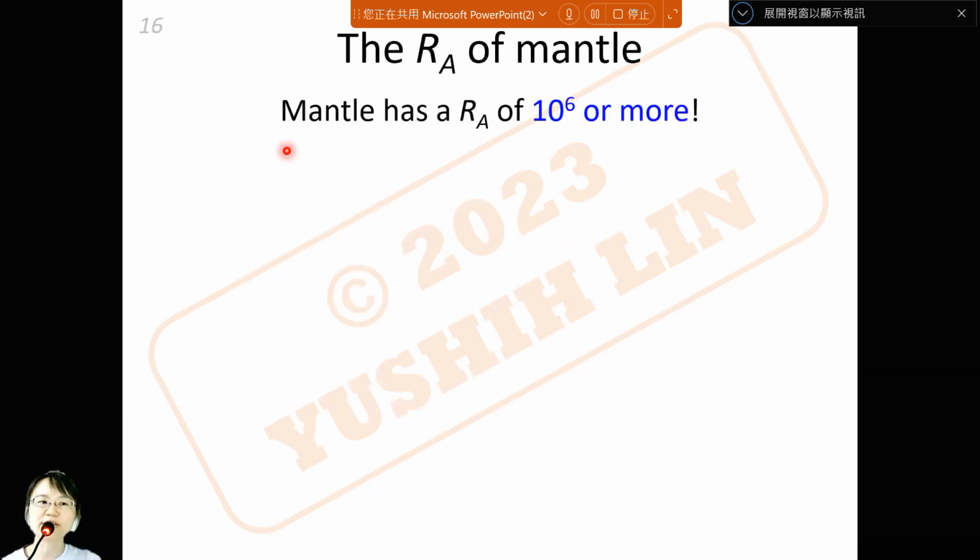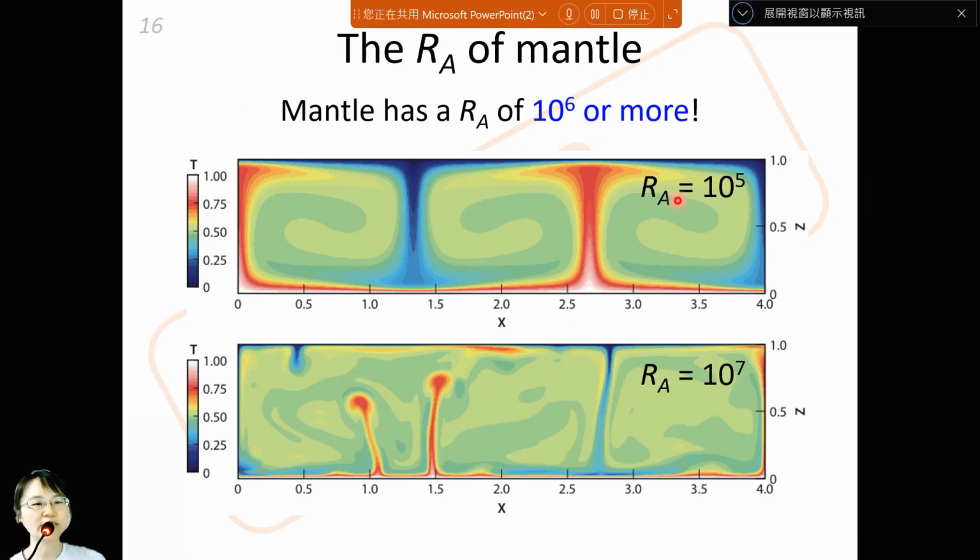Scientists, after some calculation, figure out that the Rayleigh number of the mantle is 10 to the 6th or more. This graph corresponds to a Rayleigh number of 10 to the 5th, and this graph corresponds to a value of 10 to the 7th. The difference is that the upper one is a regular convection cell: upwelling, downwelling, upwelling, downwelling. But the bottom one is 2 orders of magnitude higher, so you start to see this kind of feature. In fluid dynamics, this is called turbulence. So the mode of movement of the mantle is between this and this.